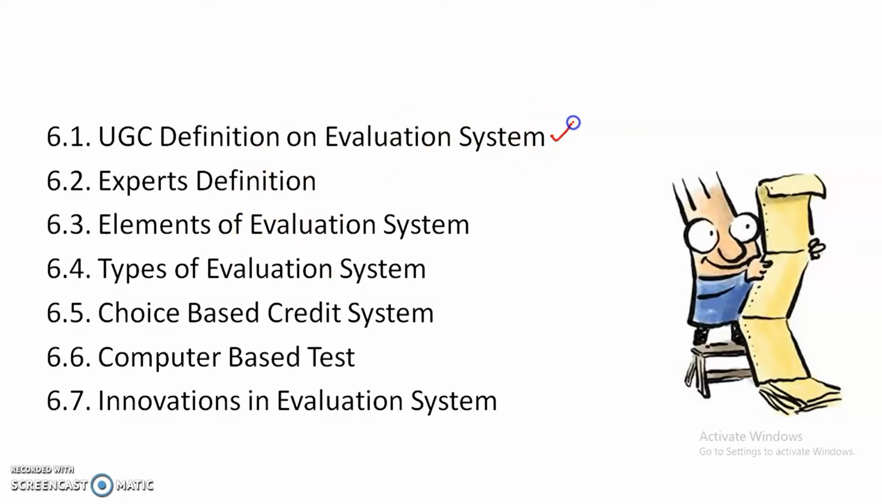The first one is the definition of the evaluation system as per the University Grants Commission, and a few experts' definitions, then the elements of the evaluation system, types, what is the CBCS, that is the choice based credit system, what is the CBT, and new innovations in the evaluation system.